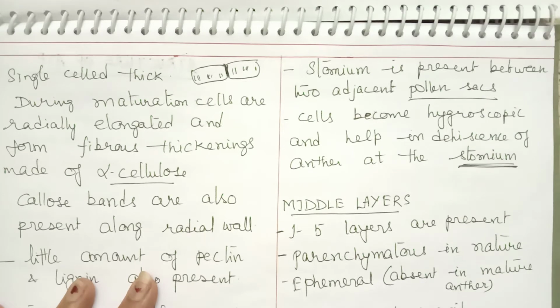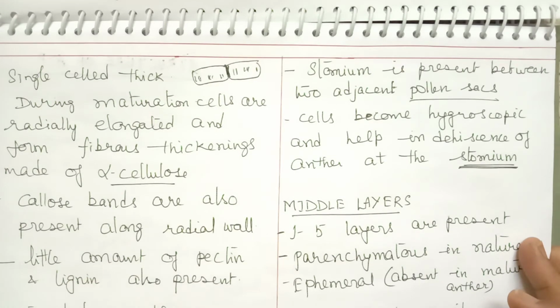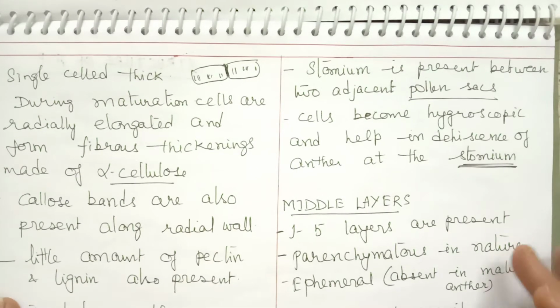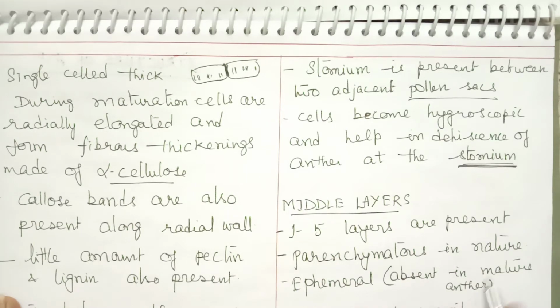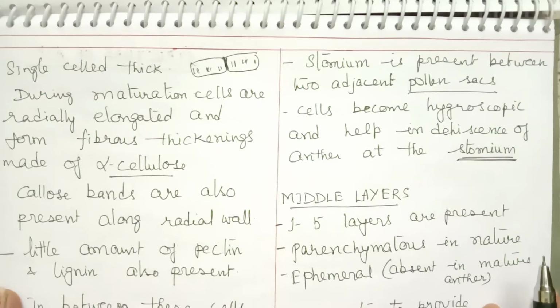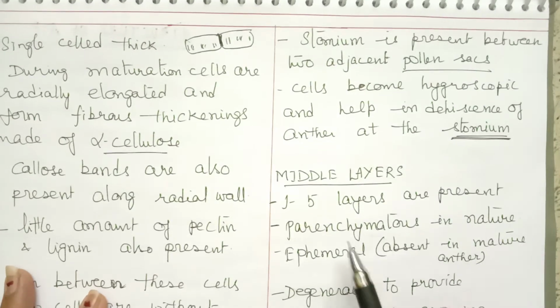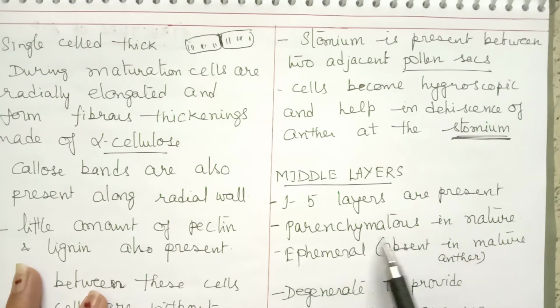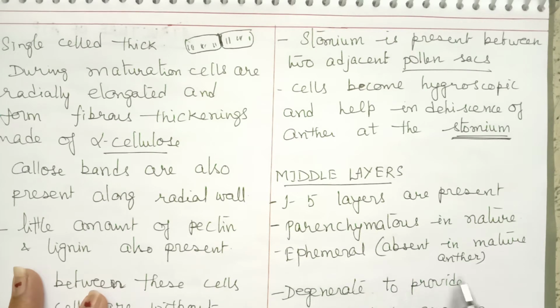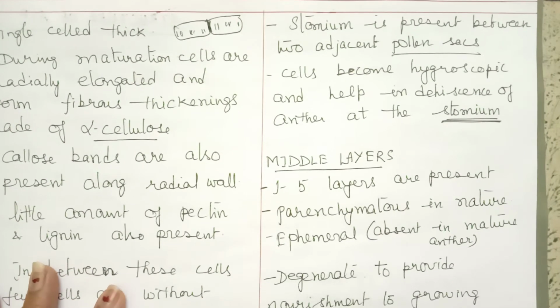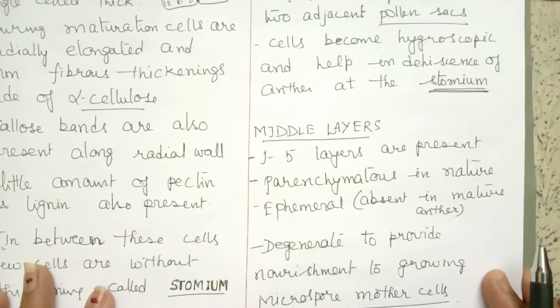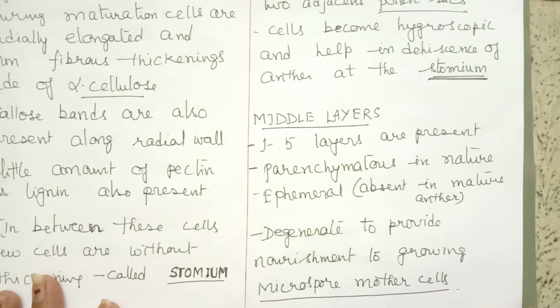Okay. Now let us see what are the other structures. The next layers are called the middle layers. 1 to 5 layers are present, and they are parenchymatous in nature, and they are ephemeral and absent in the mature anther. They degenerate to provide nourishment to the growing microspore mother cells. So they are ephemeral in nature.